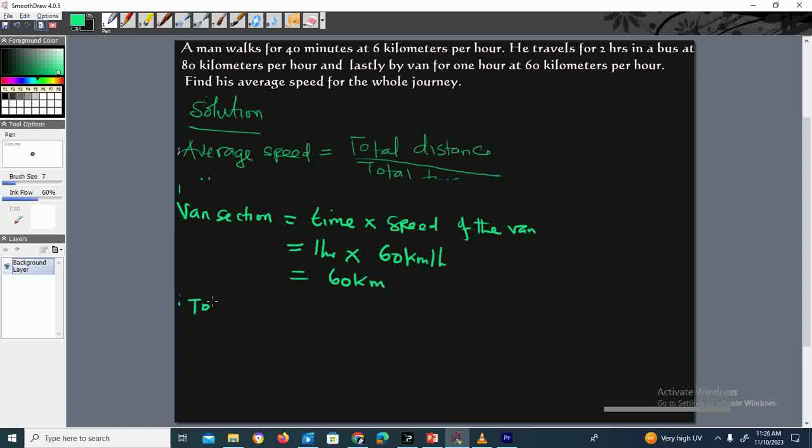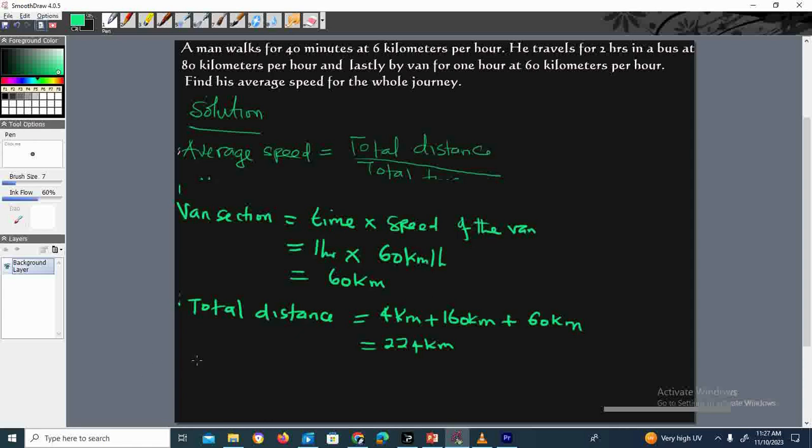So total distance is going to be given by the distance he walked plus the distance he covered by bus plus the distance he covered by the van. This is going to give a total of 224 kilometers. So now, total time, we had the times that he traveled.